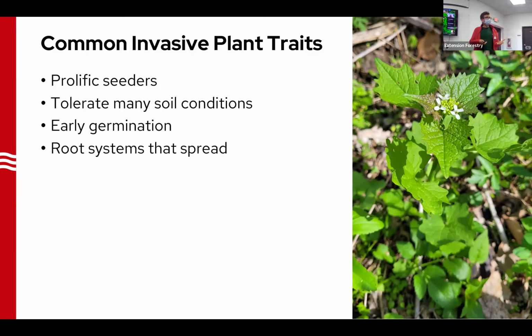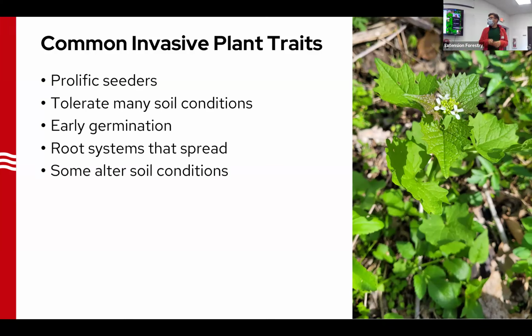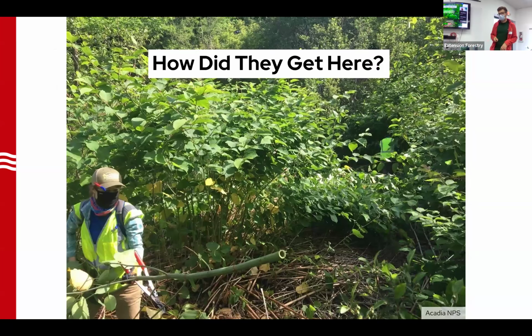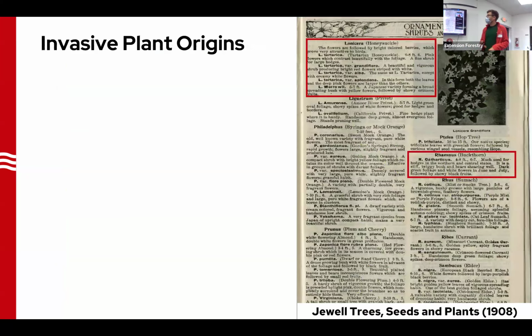Oftentimes, these plants have root systems that can help them to spread, and some can even alter the soil conditions. So they're actually going to excrete some chemicals that can change the soil and really further their growth over other species.